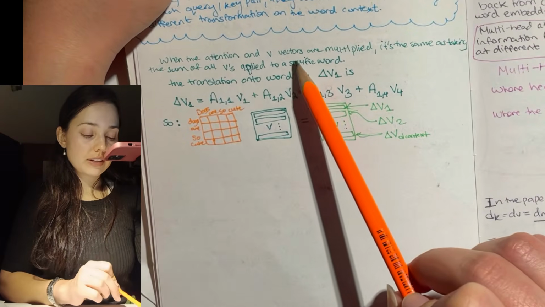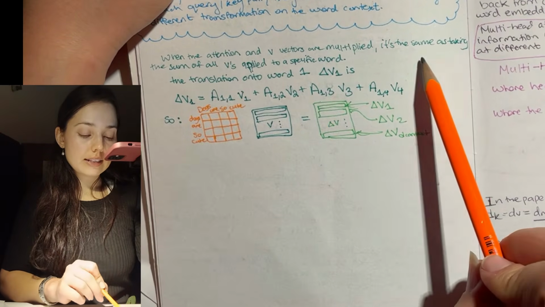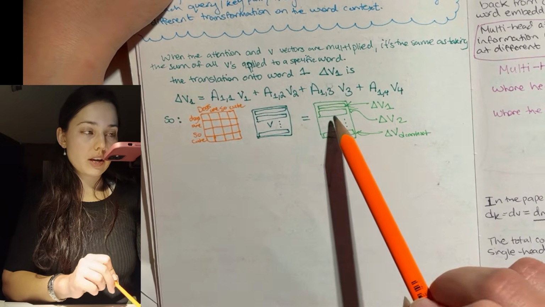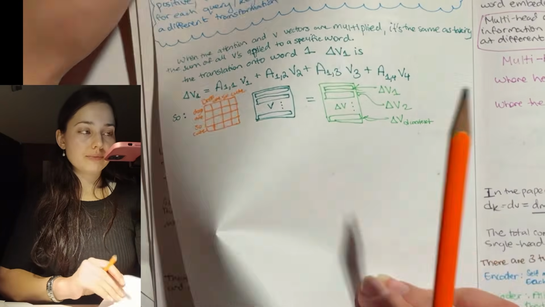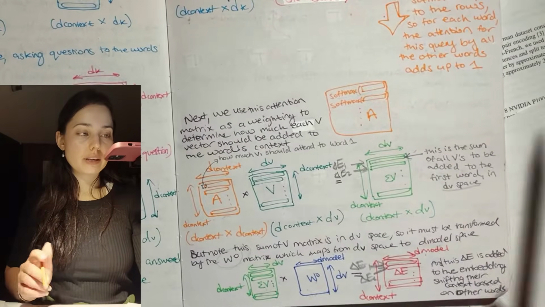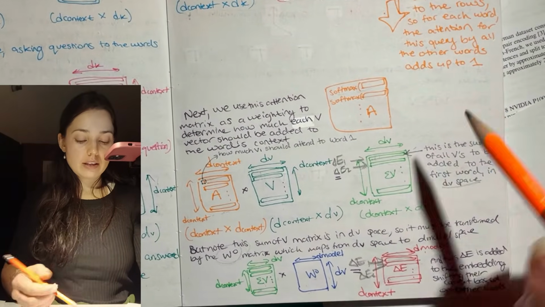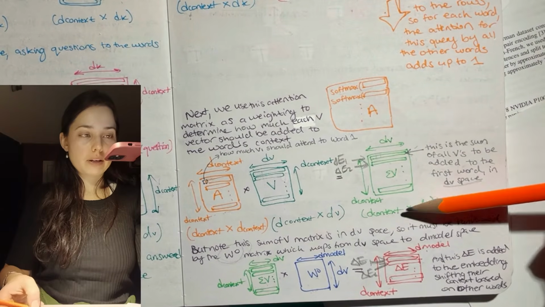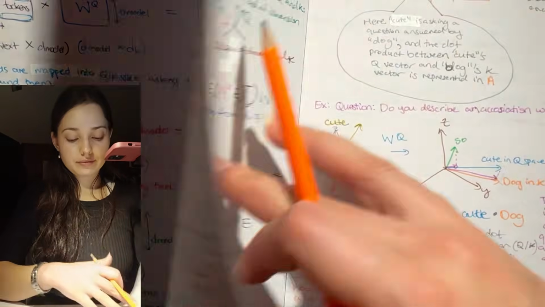When the attention and V vectors are multiplied, it's the same as asking for the sum of all V's applied to a specific word. So this I already kind of talked about. It's the exact same thing. I'll go back two pages ago here. Sorry, this one right here. So it's this sum phenomenon, which I already discussed.